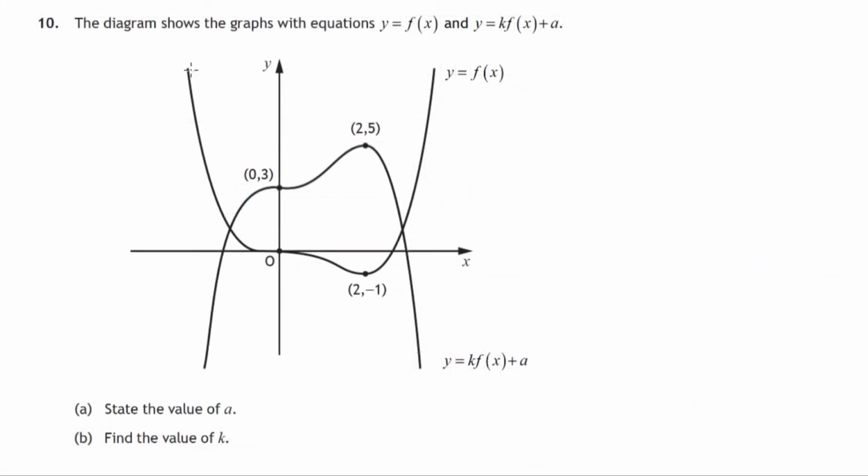So here's the original graph, y equals f of x. There's one point on the x-axis, and this point will not be affected by the scaling factor k. So where this point goes will give us a clue as to what the value of a is. And you'll notice that the origin there, this point on the x-axis, moves up to 0, 3. So a must have a value of 3. The graph has been shifted up by 3 units parallel to the y-axis. So we know that a equals 3.